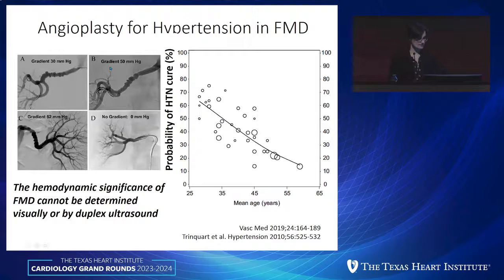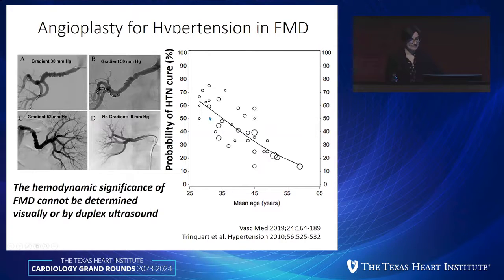So I have here 4 different renal arteries. You know, I would have guessed that this is the most mild, but actually this one has a gradient of 30 versus 52, and here we've got no gradient. So we really can't tell by looking. And I would avoid that oculostenotic reflex when you're treating these patients and just go off of the gradient.